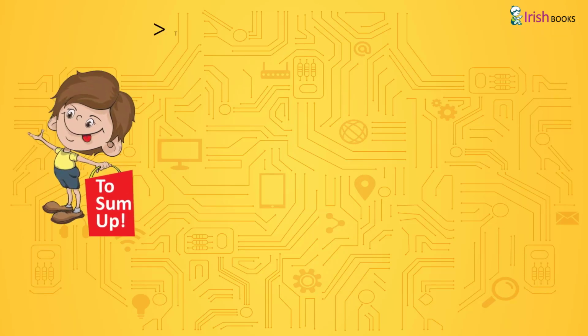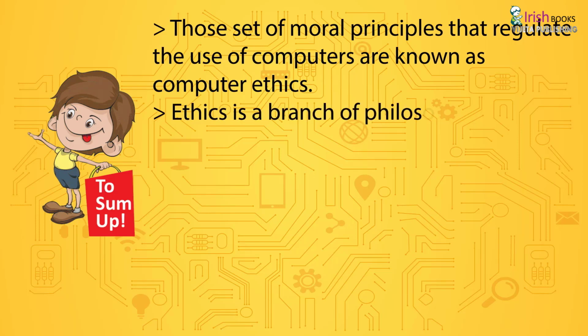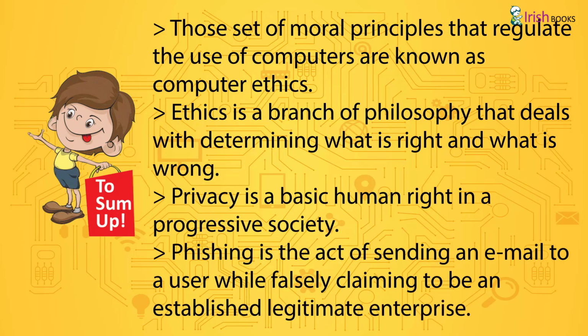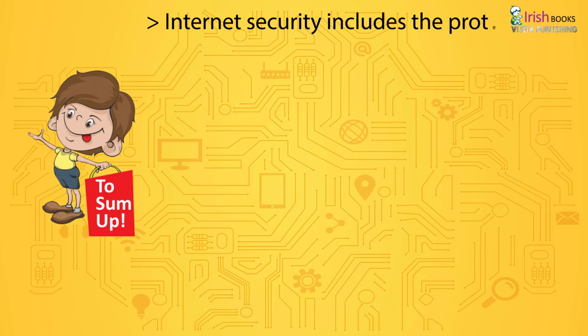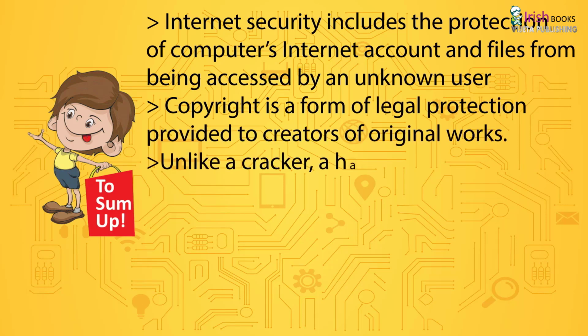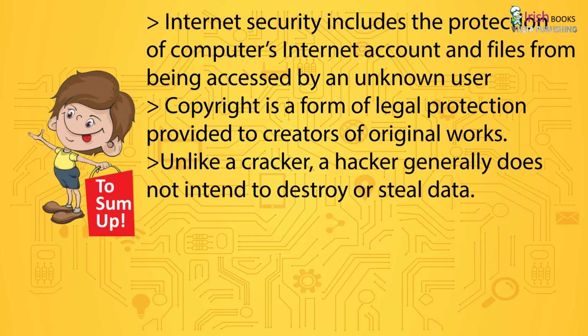To sum up, those set of moral principles that regulate the use of computers are known as computer ethics. Ethics is a branch of philosophy that deals with determining what is right and what is wrong. Privacy is a basic human right in a progressive society. Phishing is the act of sending an email to a user while falsely claiming to be an established legitimate enterprise. Internet security includes the protection of computers, internet account and files from being accessed by an unknown user. Copyright is a form of legal protection provided to creators of original works. Unlike a cracker, a hacker generally does not intend to destroy or steal data.